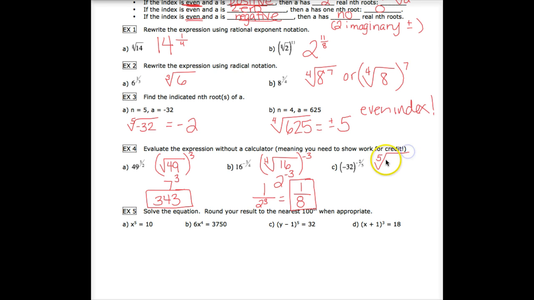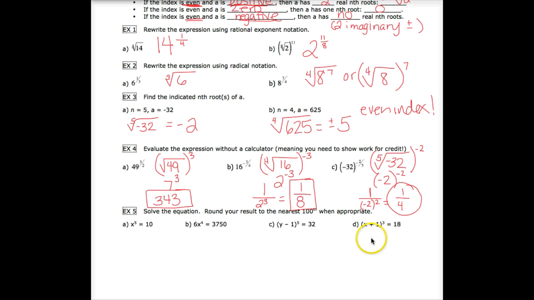5th root of negative 32, and then my exponent is negative 2. So I'm going to work inside the parentheses first. The 5th root of negative 32 is negative 2. And since I'm taking that to the negative second power, that means I need to reciprocal it. So my negative 2 goes to the bottom and becomes raised to the positive second, 1 in the numerator for a placeholder. Negative 2 to the second power is positive 4. So your answer should be 1/4.